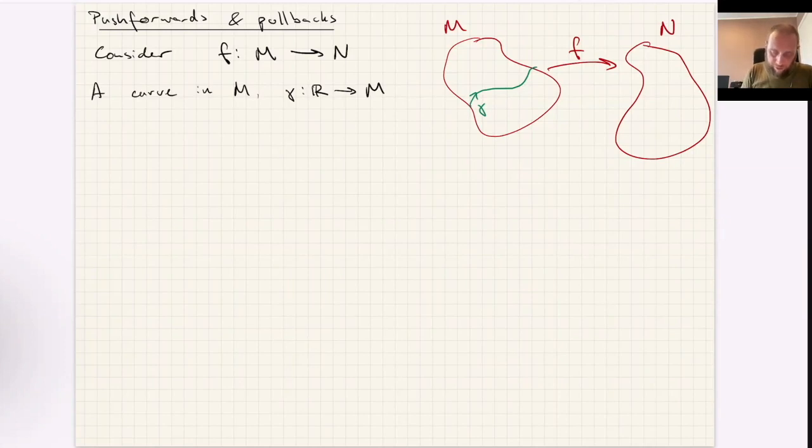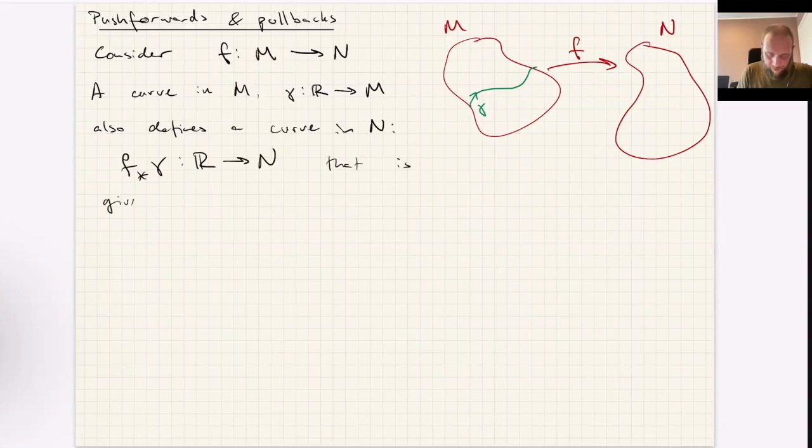Such a curve, together with this function f, defines a curve in N, which is called the pushforward f star gamma. That is a function from R to N that is given by just the composition of these two, so gamma composed with f. That means that if I take a real number, I map it to a point in M, and then I use f to map that to a point in N. And then I'll get some different curve. I don't know how it looks; generally that depends on f, but I will have some different curve in N.